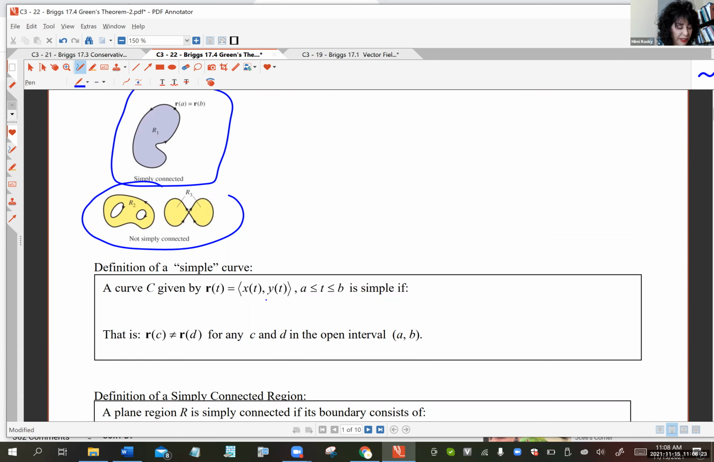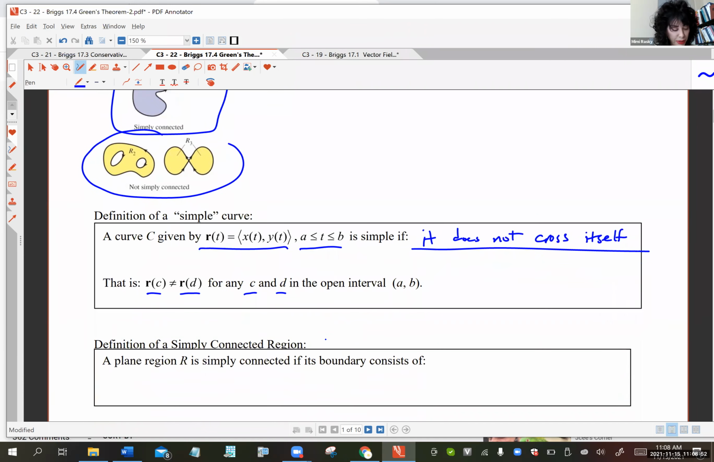A curve C given by some parameterization, r(t) = (x(t), y(t)), where t goes from a to b, is simple if, fill in the blank, it does not cross itself. So what does that mean? It means that r(c) is never equal to r(d) for any c and d in the open interval (a, b).